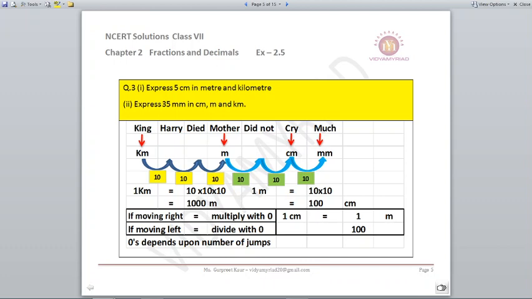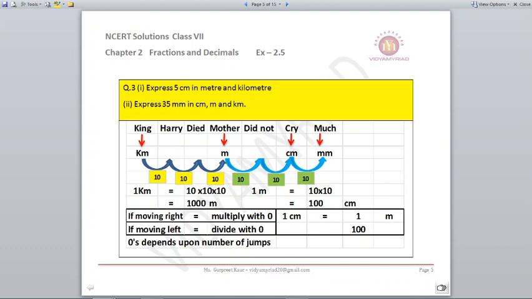Let's jump. How many times do we need to jump in this? We need to jump 3 times to reach meters. That means the number of jumps is the number of tens, or the number of zeros, which we are going to add with the number.